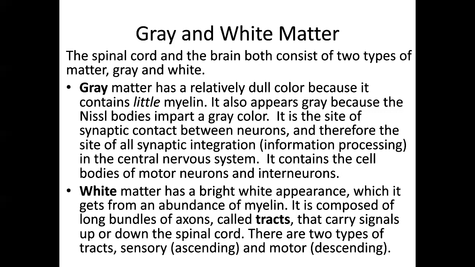It's going to be the dendrites, the axon terminals, all those things that wouldn't have myelin. Okay, the myelin that causes the white matter to appear white is not here, so that's why we see it being more gray. And the gray also is due to these structures called Nissl bodies. They're a type of organelle that we find in the cell bodies of our neurons. Okay, what's important though is we can describe the gray matter as the site of synaptic contact between neurons, and therefore is the site of all synaptic integration or information processing in our central nervous system.